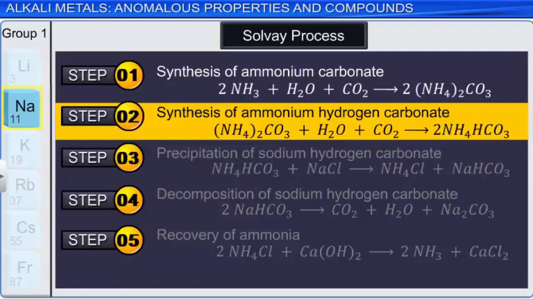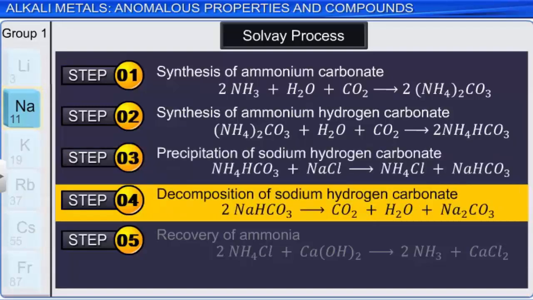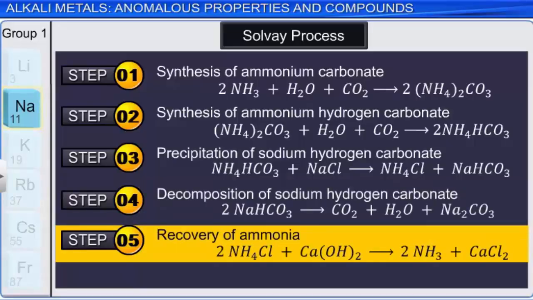Next, the ammonium hydrogen carbonate is combined with sodium chloride, and a sodium hydrogen carbonate precipitate is isolated. Upon heating, the sodium hydrogen carbonate decomposes to form water, carbon dioxide, and sodium carbonate. Finally, ammonia is recovered by reacting the ammonium chloride formed in step 3 of the process. Calcium chloride is the only byproduct of this entire process.